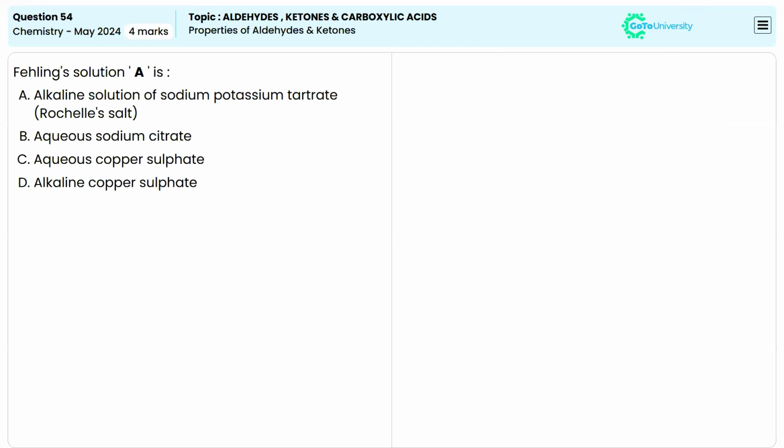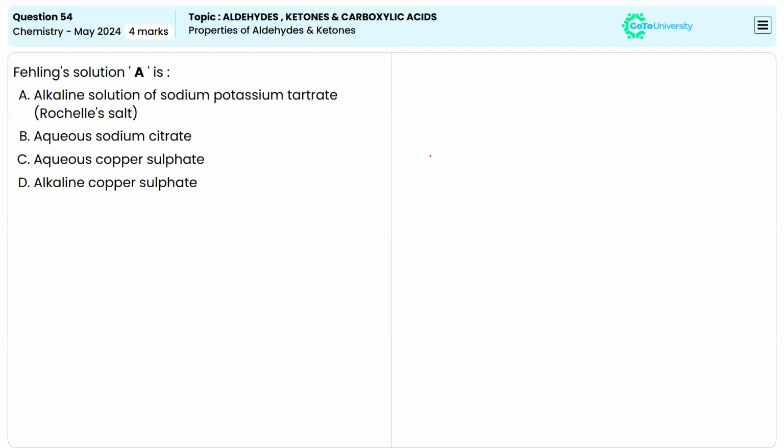The first question: which among the following is Fehling's solution A? Actually, as we discussed before, Fehling's solutions are usually used to differentiate between aldehydes and ketones. So, Fehling's solution is a mixture of two solutions, that is, Fehling's solution A and Fehling's solution B. So, we have to find out which is Fehling's solution A.